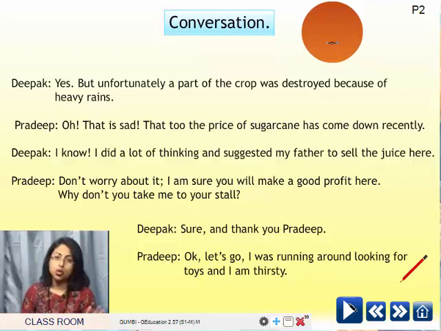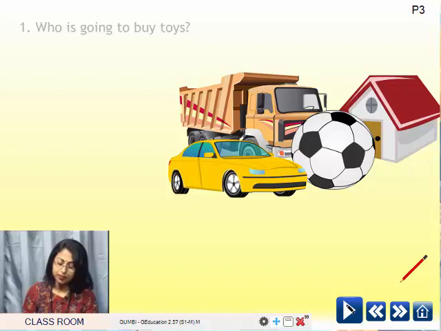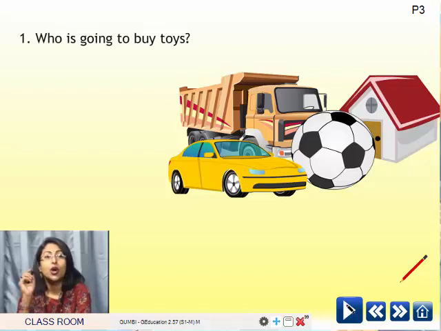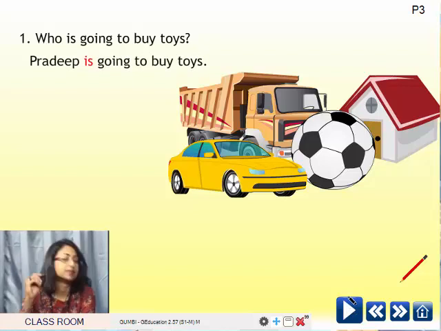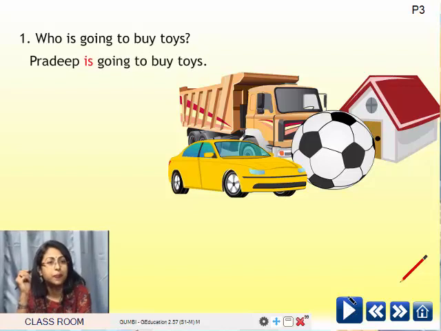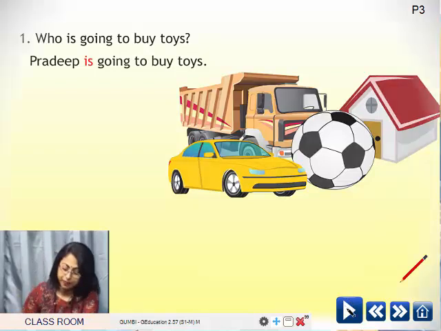So students, I'm sure you're ready to answer the questions that I've asked you. So shall we start answering the questions? Let's go. The first question. Who is going to buy toys? Is it Pradeep or Deepak? Think about it. Pradeep is going to buy toys. That's the correct answer. Good, Mahesh. Let's go to the next one.